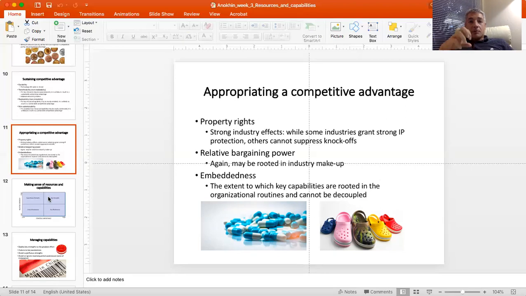There are some routines that are embedded within the organization, right? And each individual cannot really claim that it is his or her contribution that results in this competitive advantage and above average returns. If it's very hard to decouple the advantage from the individuals that work for the organization, then the company gets to keep most of it.